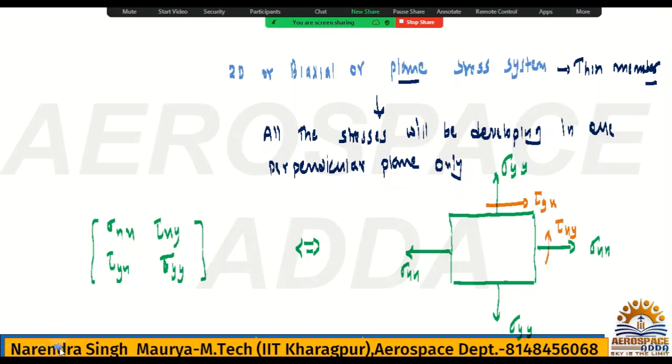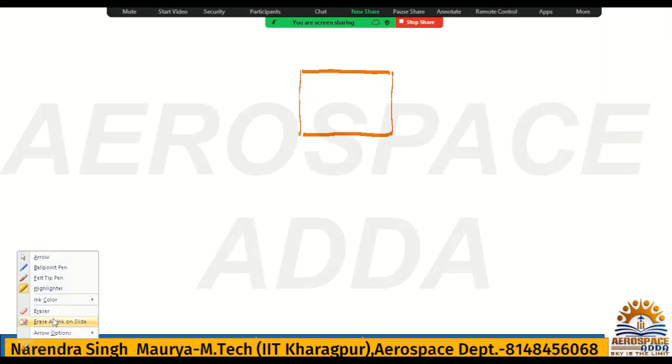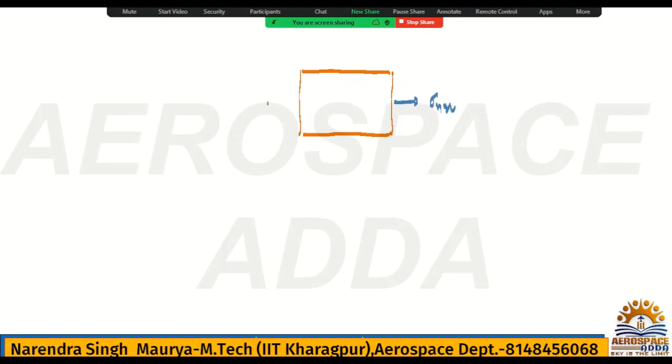So I can draw another diagram, and for that we have to calculate the stresses on the oblique plane. For the biaxial stress system, check where you will get the oblique plane. This is the biaxial stress system here, and for this we have sigma xx and sigma yy.